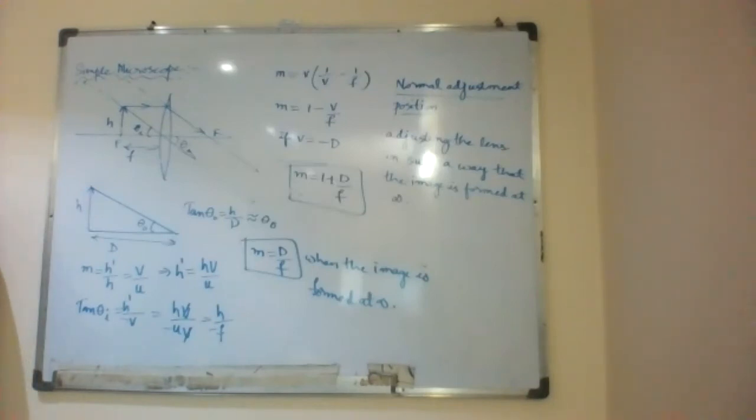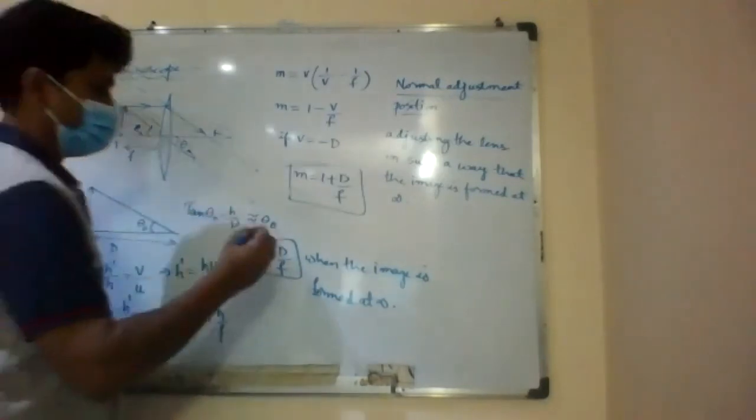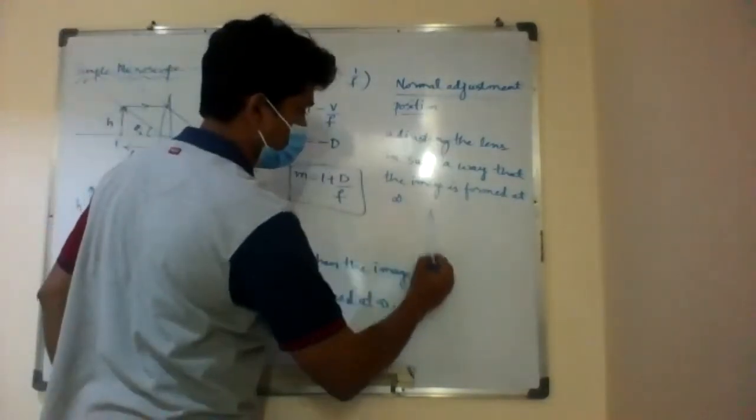What is linear magnification? Magnification is the size of the image by size of the object. M is equal to h' by h. Okay. Angular magnification: this is the angle subtended by the image, and this is by the object. It is a ratio.